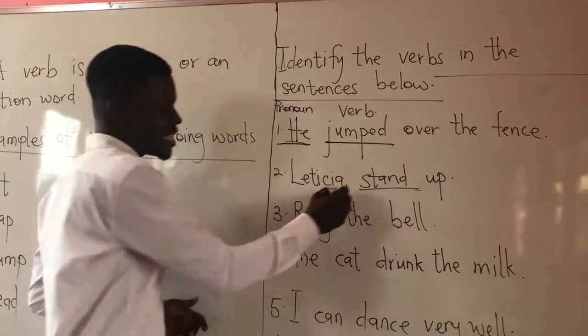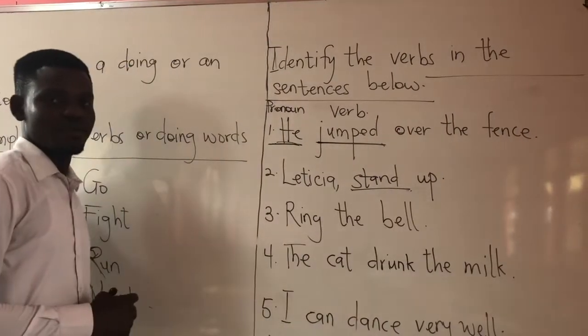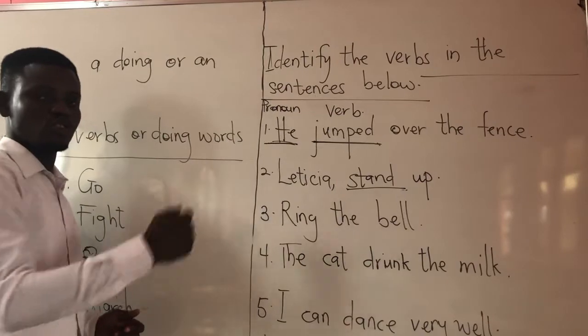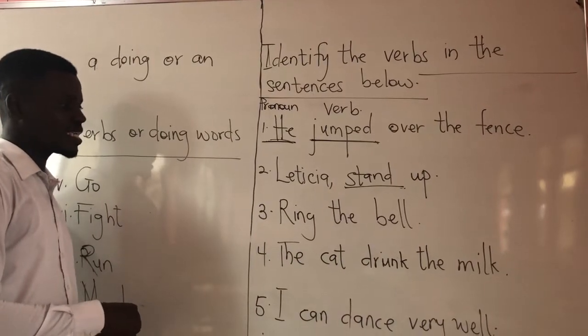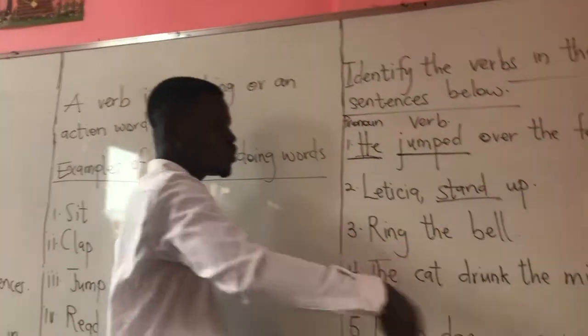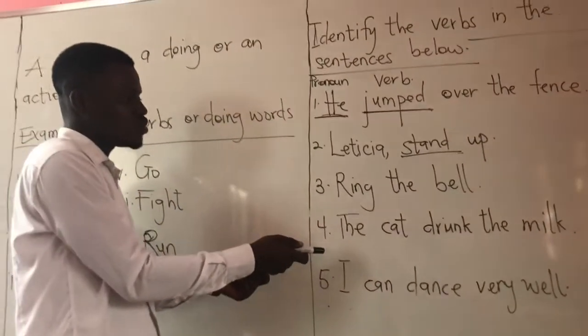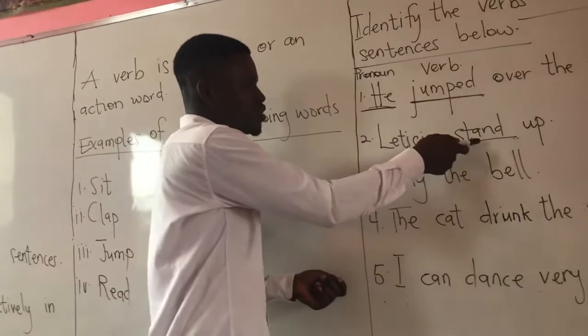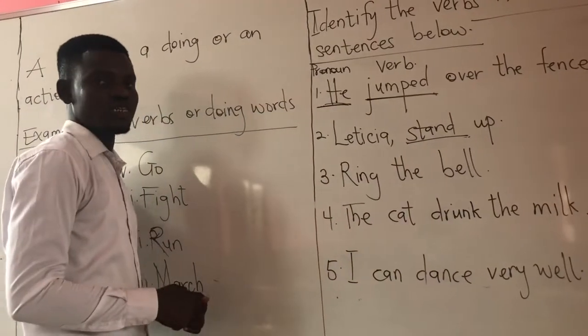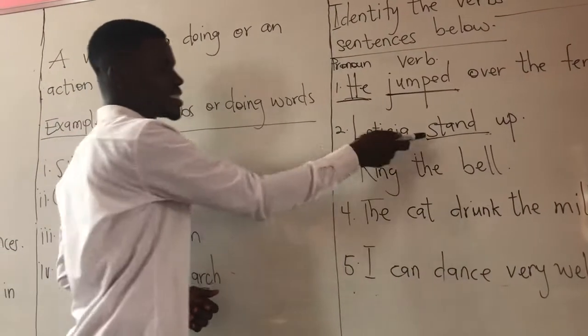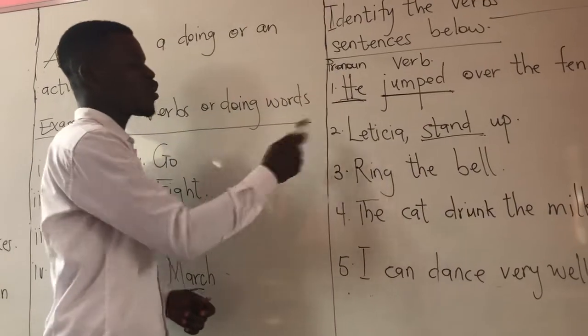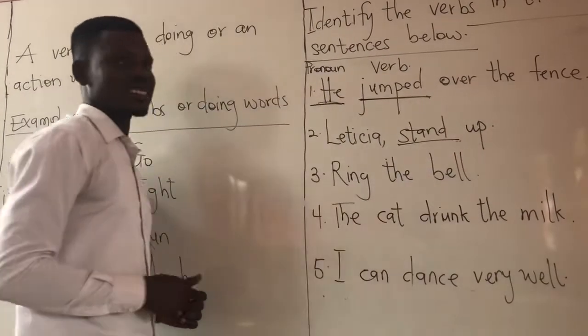Okay, so stand here is what? The verb. It is telling you what you should do. Do you understand? What is it telling Letitia to do? It is telling Letitia here to stand up. Okay, so you stand immediately here. Letitia, stand up, you stand. Or Michael, stand up, you stand.